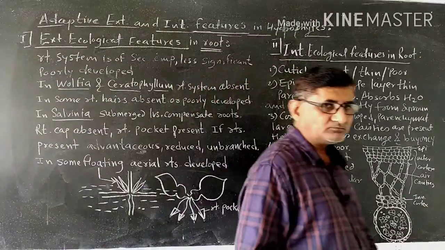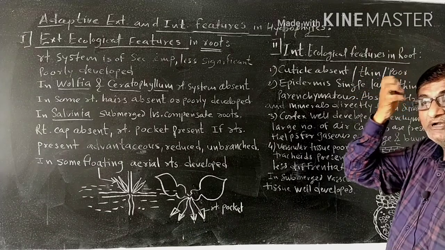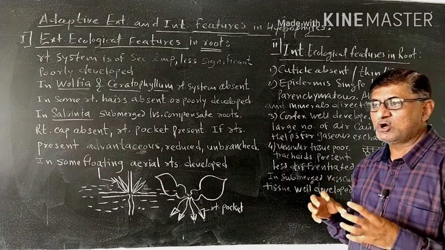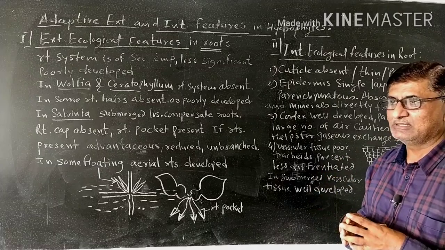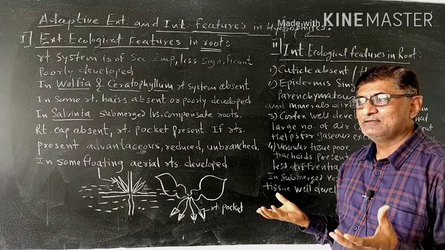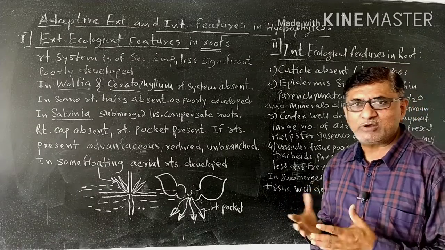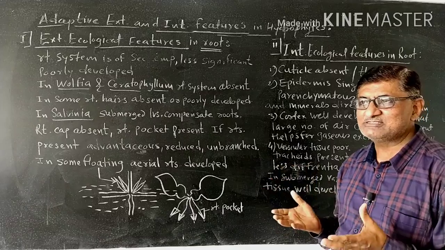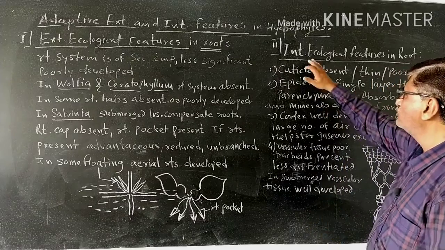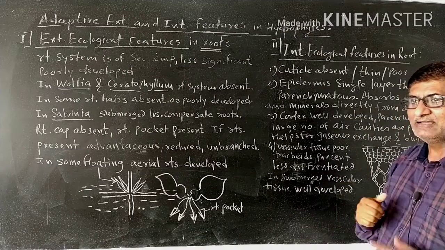Now, we will go to the internal ecological features in the roots of hydrophytes. What type of internal adaptations are developed in the hydrophyte roots? By means of these adaptations, the hydrophytes get some benefit for survival, somewhat positive adaptations. With the help of these adaptations, hydrophytes can easily survive in plenty of water conditions. So, now we will see the internal ecological features or adaptations in the hydrophytic root.